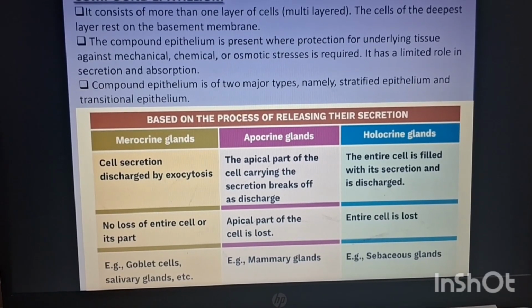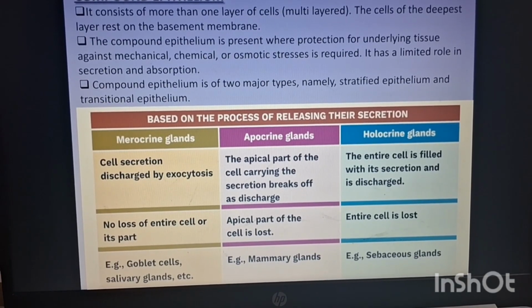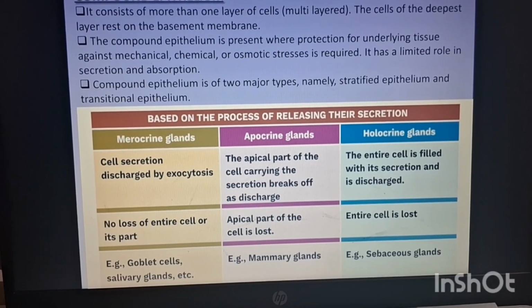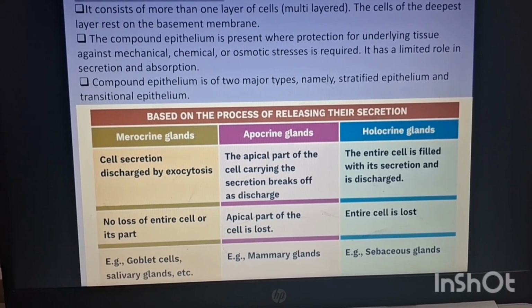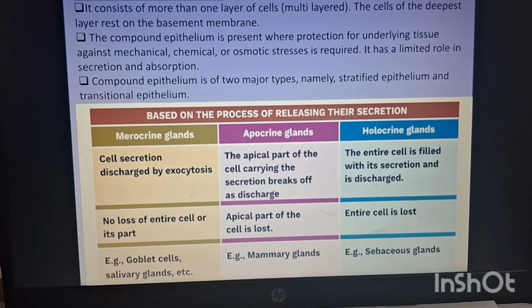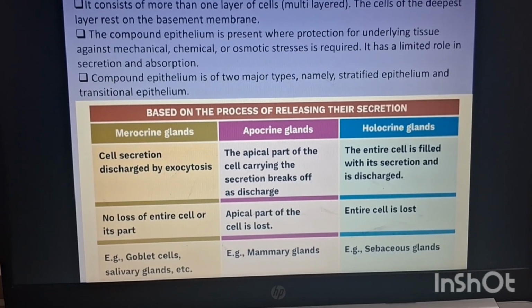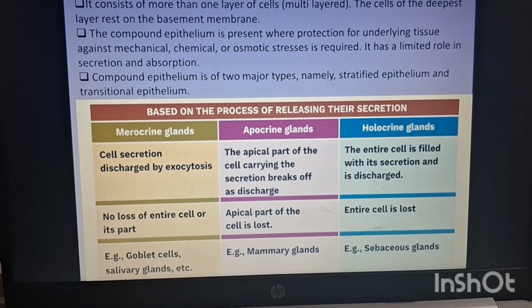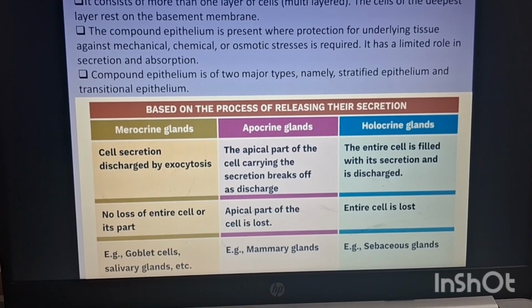Compound epithelium is of two major types, namely stratified epithelium and transitional epithelium. Next, based on the process of releasing their secretion, there are three types of glands: merocrine glands, apocrine glands and holocrine glands. What are the merocrine glands?